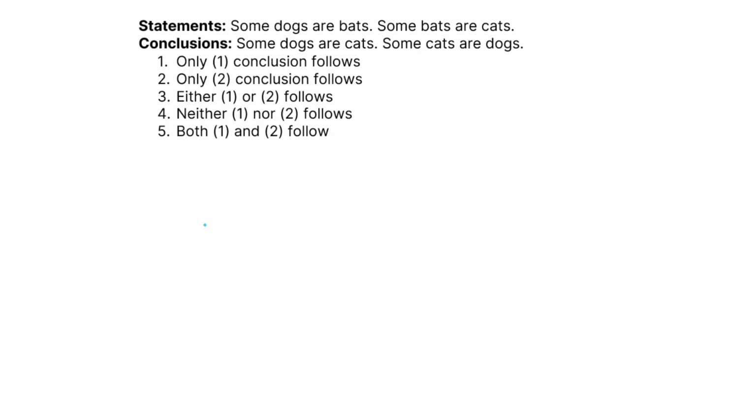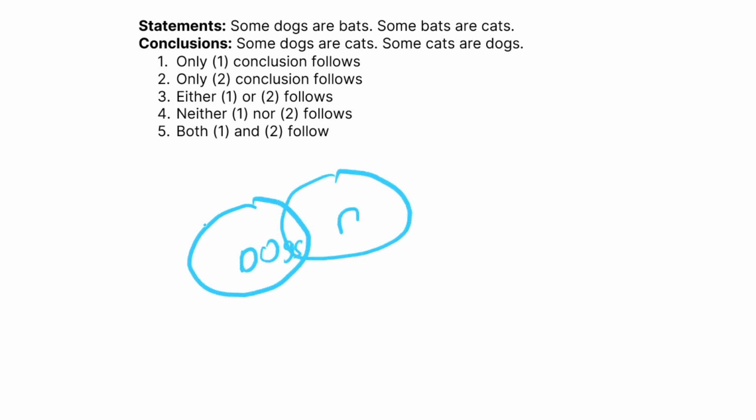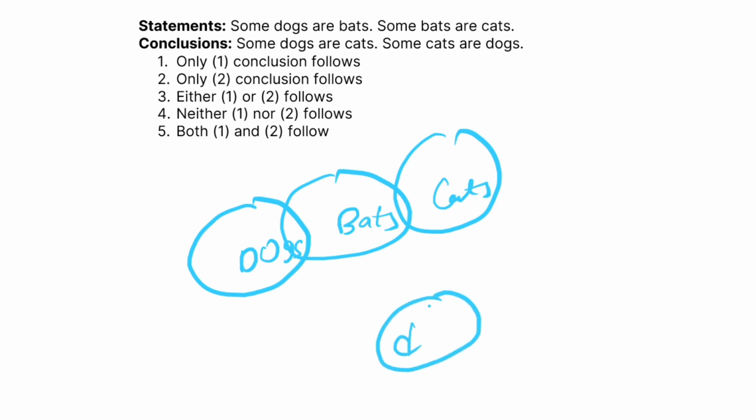Some dogs are bats, some bats are cats. These are the statements they have given. The conclusions: some dogs are cats? No. Some cats are dogs? No. So there is no relation, right? Some people may draw it differently, so let me draw. Some dogs are bats, some bats are cats. They will sometimes draw it like this, but it is not the correct way of drawing. Okay, so this is the exact way.